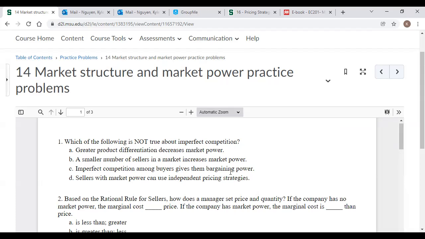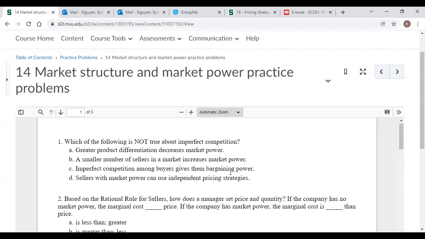So I'll explain why B, C, and D are true. B, a small number of sellers in a market increases market power. That is correct. If you have only a few competitors, then it increases your market power, just like we talked about. C, imperfect competition among buyers gives them bargaining power.